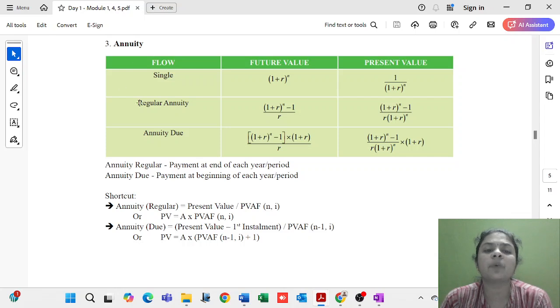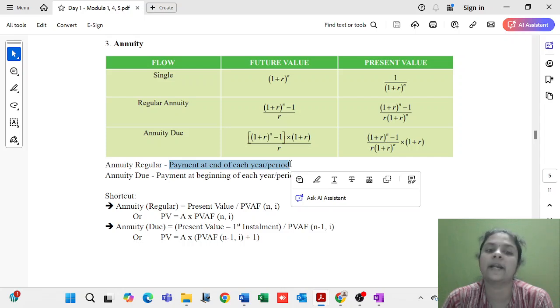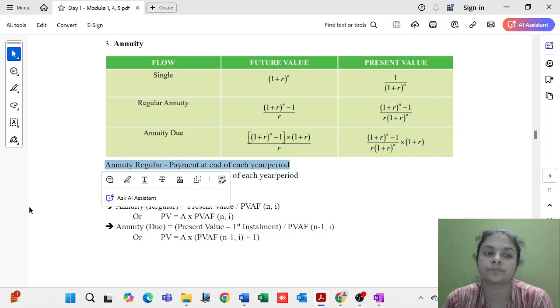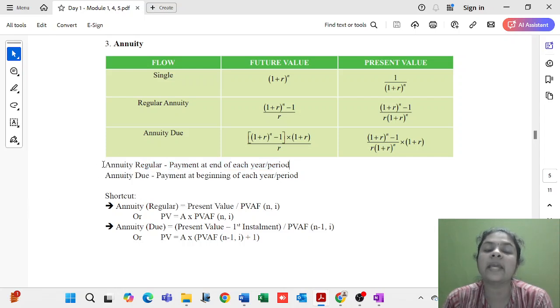Now, whenever you are given an annuity, first thing you have to see whether it is annuity due or annuity regular. Annuity regular, the payment is made at the end of each period. Annuity due means the payment is made at the beginning of each period. Okay, so you should see a question and figure out whether the question is annuity due or regular. If the question is silent, assume it is annuity regular.